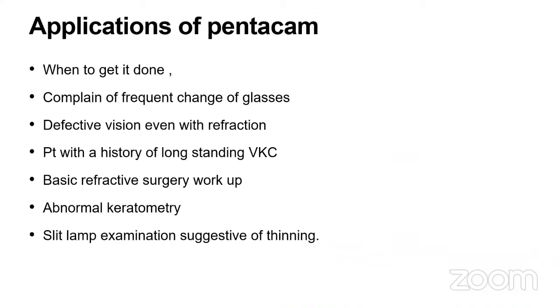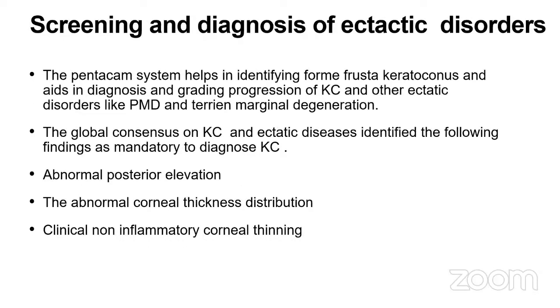Coming to applications of Pentacam, when to get it done. If the patient is complaining of frequent changes of glasses, defective vision even after refraction, a patient with a long history of vernal keratoconjunctivitis, basic refractive surgery workup, abnormal keratometry readings, slit lamp examination which is suggestive of corneal thinning. Screening and diagnosis of ectatic disorders.